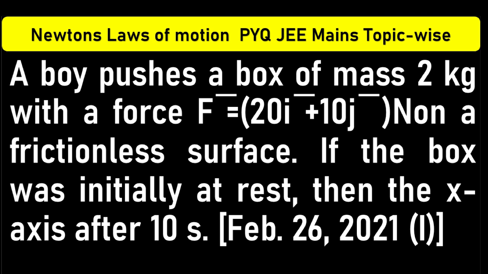If you try to understand, this is a very similar question to the one we did some time before. It says a boy pushes a box of mass 2 kg with a force F equal to 20i plus 10j newton on a frictionless surface. If the box was initially at rest, then the displacement along the x-axis after 10 seconds is. So, a very straightforward application of the previous question.